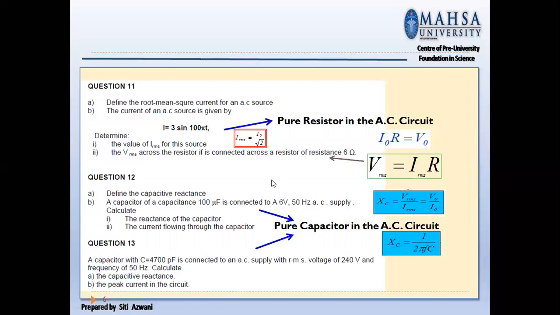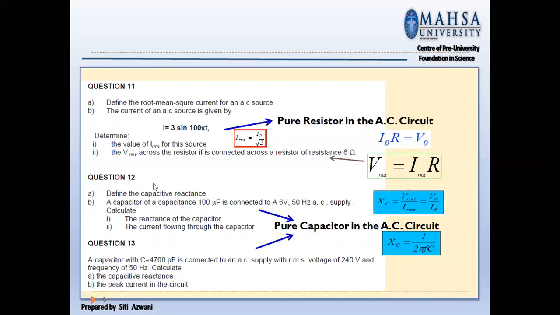Question 12, question 13, you have a pure capacitor in the AC circuit. Remember you have your formula for the reactance of the capacitor, or the capacitive reactance, symbolized by XC here. It refers to the resistance in your AC circuit. The formula is equal to 1 over 2 pi f C. That's question 12 here.